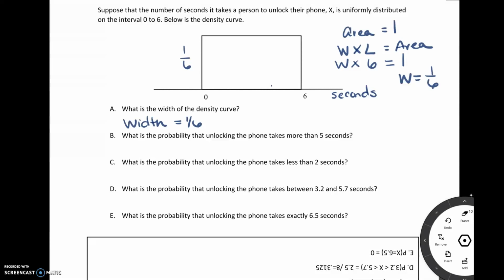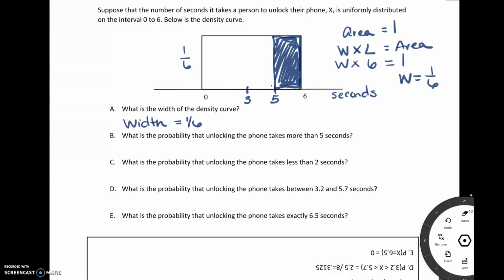Next question asks, what is the probability that unlocking the phone takes more than 5 seconds? So looking here, I'm just going to mark where the center of the box is to help me. So the center is at 3. And I want to know the probability that unlocking the phone takes more than 5 seconds. So we got 4, 5. So really when we talk about probabilities, that's the same thing as the area under the curve. So in this case, it would be the same thing as this area right here.